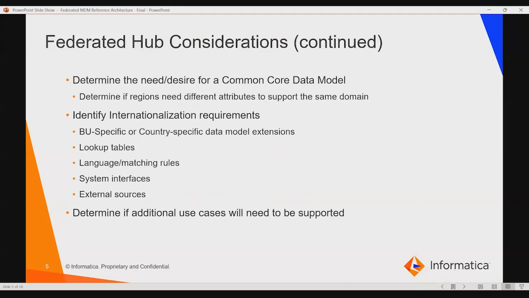We also need to identify internationalization requirements. Are there going to be any BU-specific or country-specific data model extensions? What are the different reference values or lookup tables based on the different countries? Do you have language matching rules?